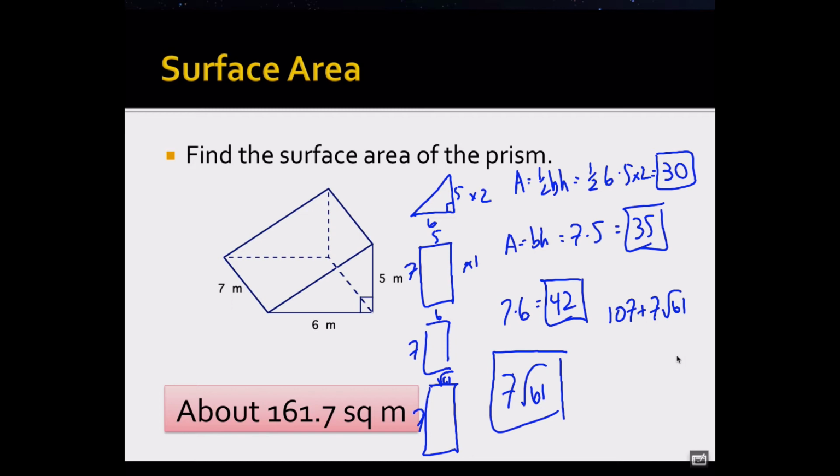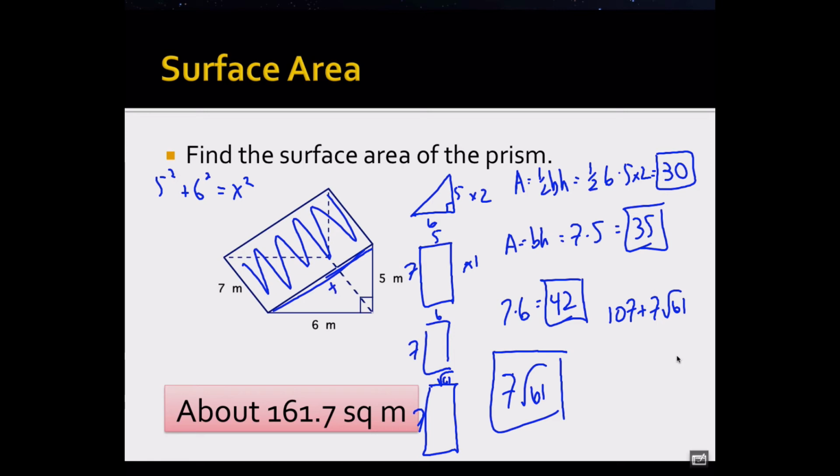Wait, where is 7 square root 61? Where is that? It's the area of that rectangle. On the problem, it would be that rectangle up on top. How did you know to find the square root? Right, you just do 5 squared plus 6 squared equals x squared.